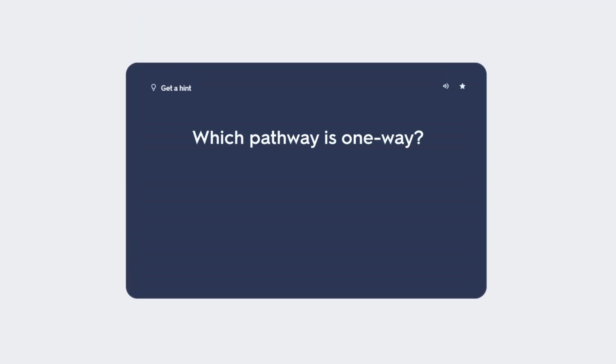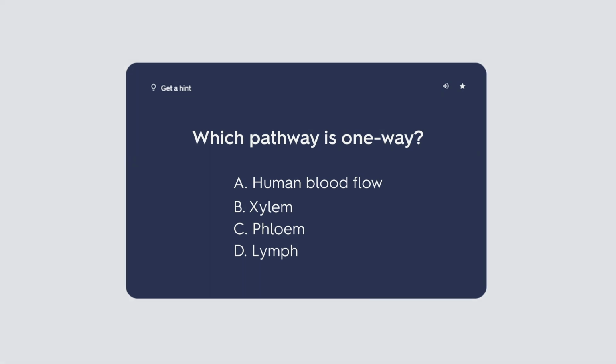Pop quiz. Which pathway is one way? Is it human blood flow, xylem, phloem, or lymph? Keep that in mind. We'll reveal it in a minute. Before we answer that, let's first understand how transport works in living systems.